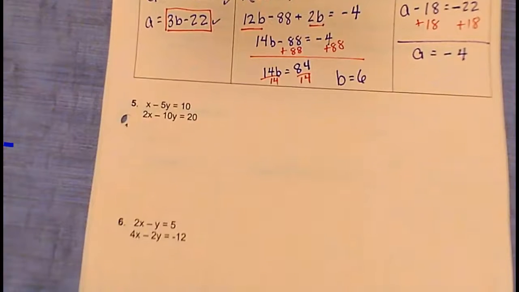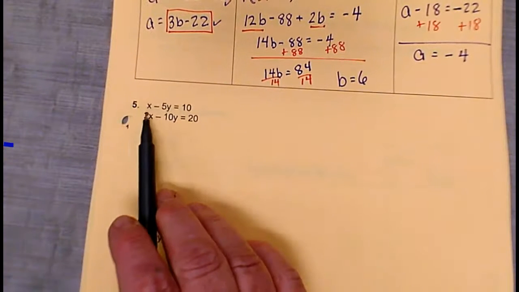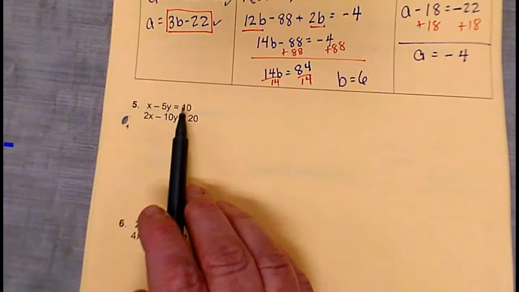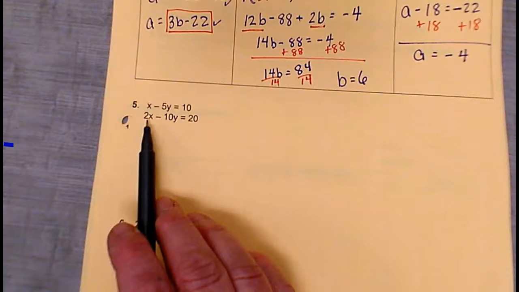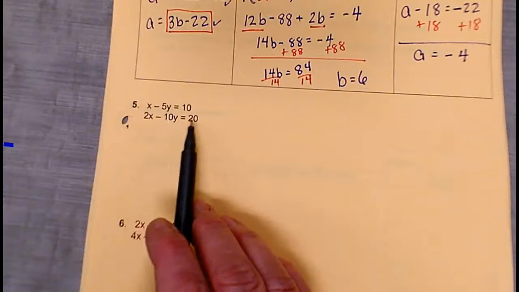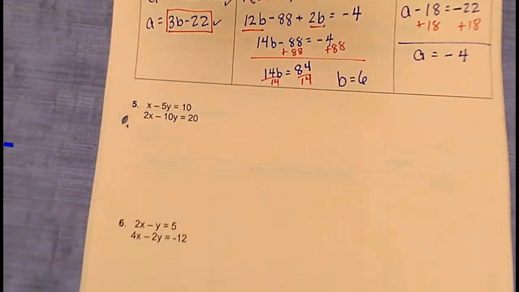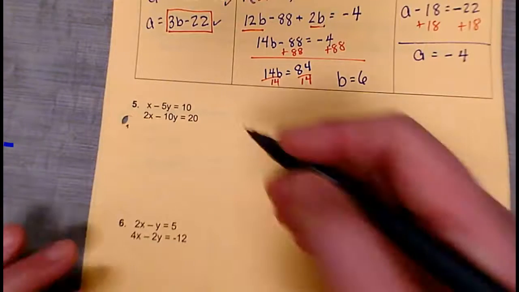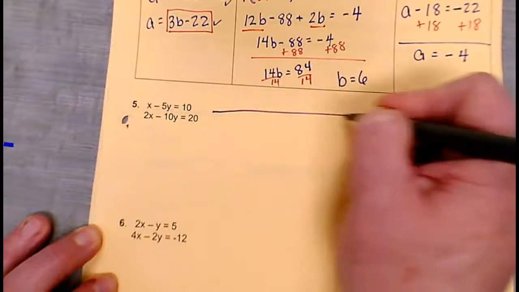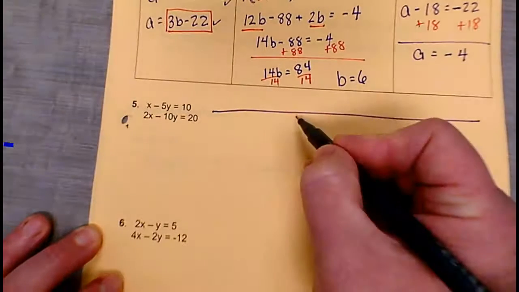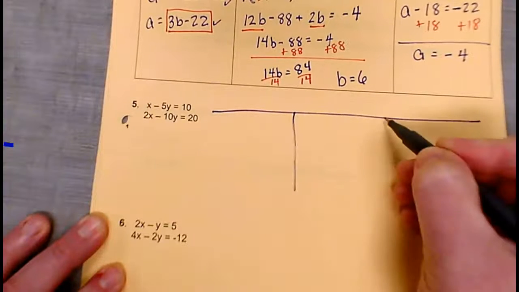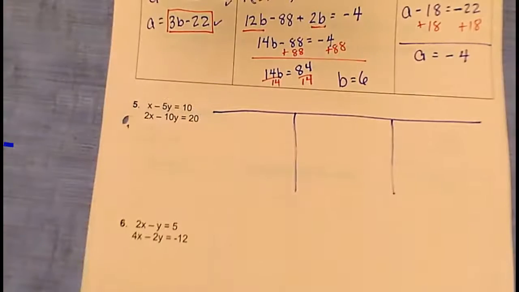The next problem is x minus 5y equals 10, and 2x minus 10y equals 20. Now, they didn't give you a little chart on this problem. If you find the little chart is useful, then you can use it. If it is not useful to you, you don't have to use it. But the chart has 3 parts.